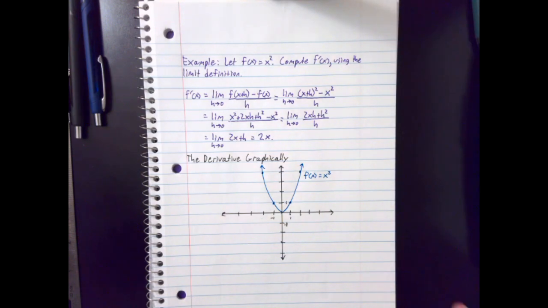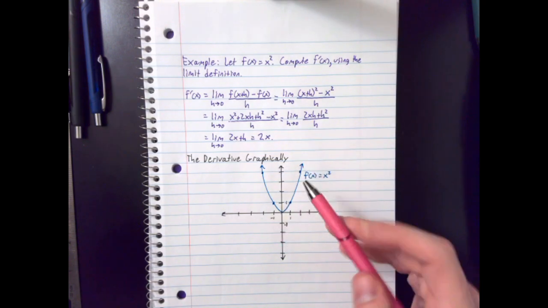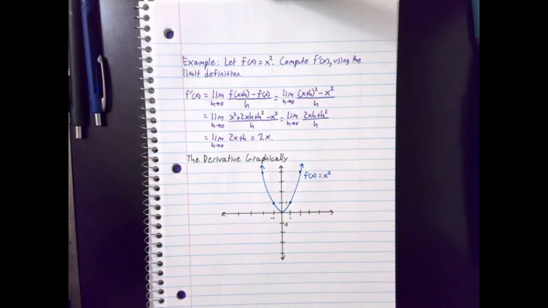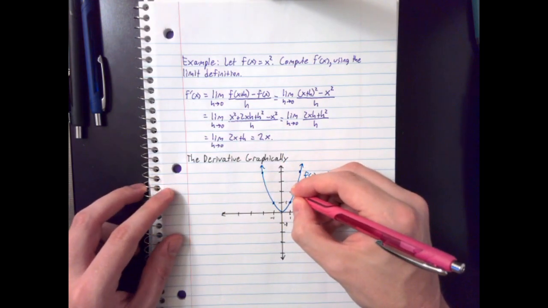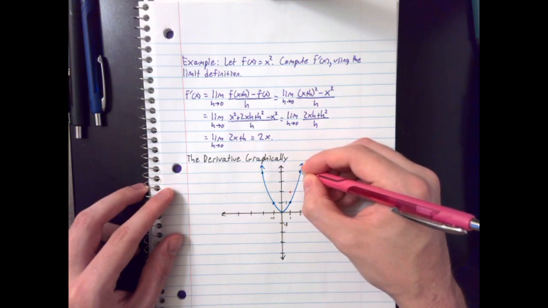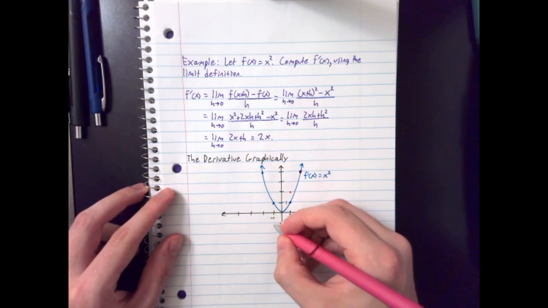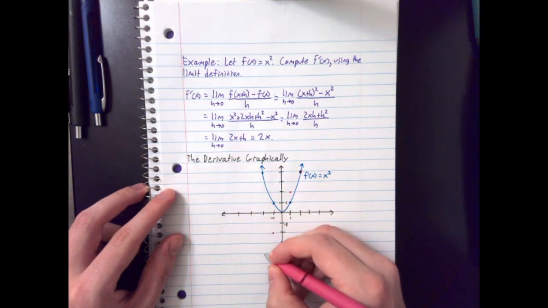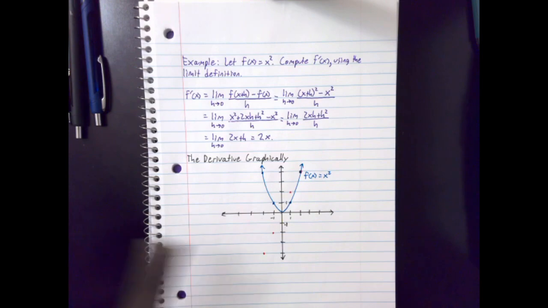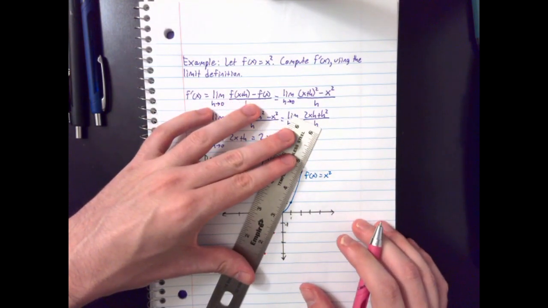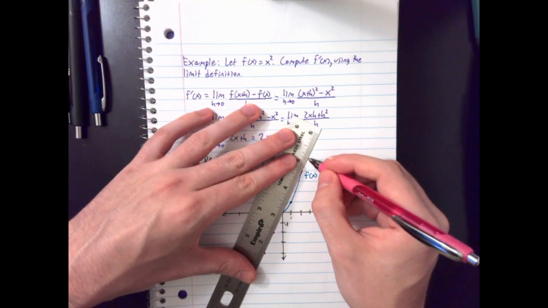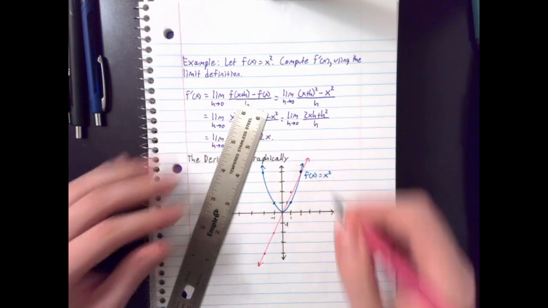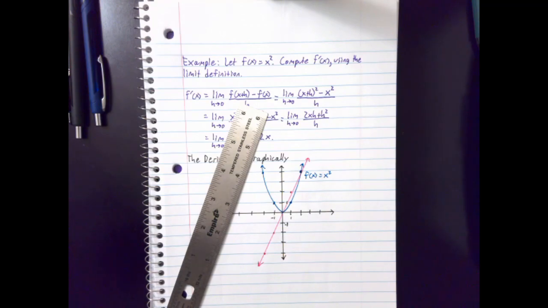And now I want to draw the derivative of x squared. So the derivative is 2x. So at 1, I'm at the point 2. At 2, I'm at the point 4. At -1, I'm at the point -2. And at -2, I'm at the point -4. And so if I draw this, it's really just a line. Then my derivative looks something like this.